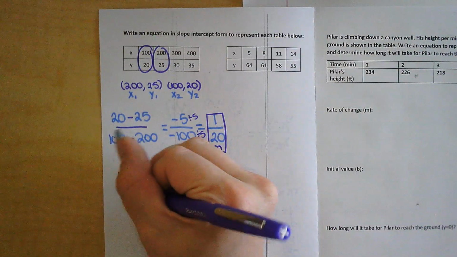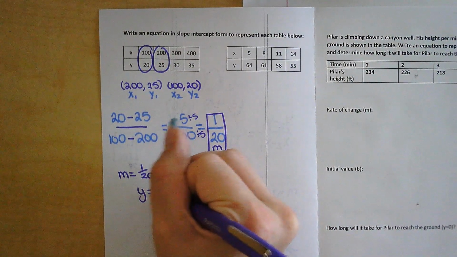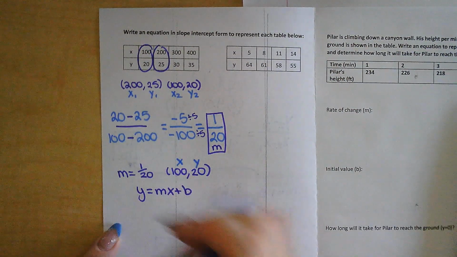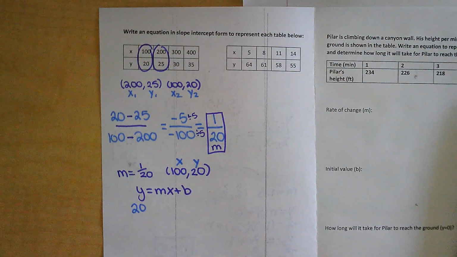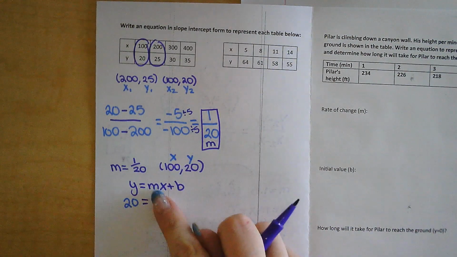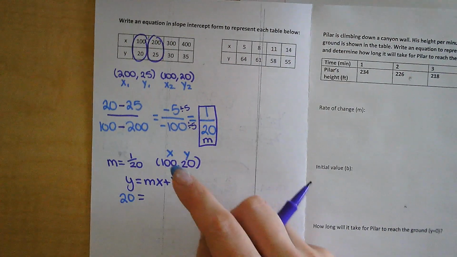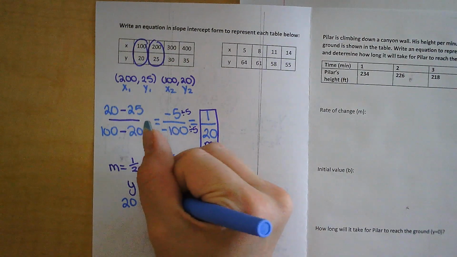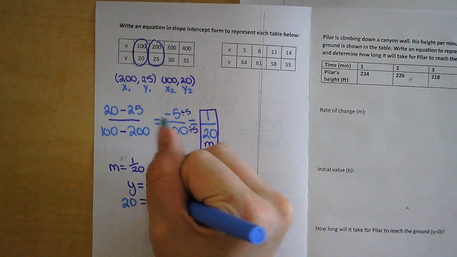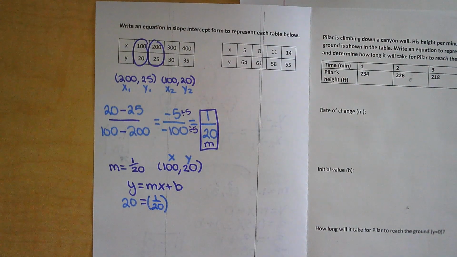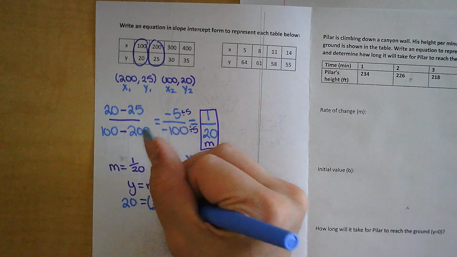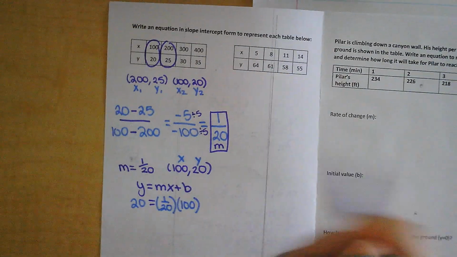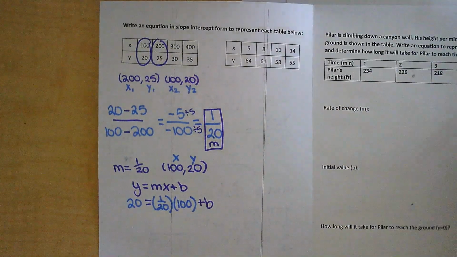And now I'm going to plug those numbers in to y equals mx plus b. I'm replacing y with 20, m with 1/20, or 0.05, x with 100, and I don't know b yet.